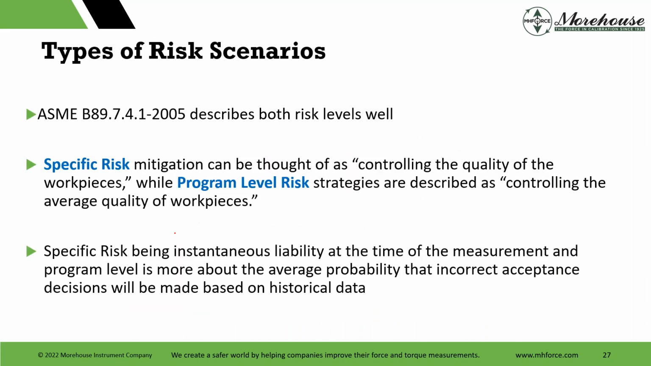ASME, really great document here. B89.7.4 describes both risk levels well. Specific risk mitigation can be thought of as controlling the quality of the workpieces. Single shot, is it going in? I practice, I can keep getting sharp. Well, program levels are described as controlling the average quality of workpieces. So I took 100 shots, made 97, pretty easy math.